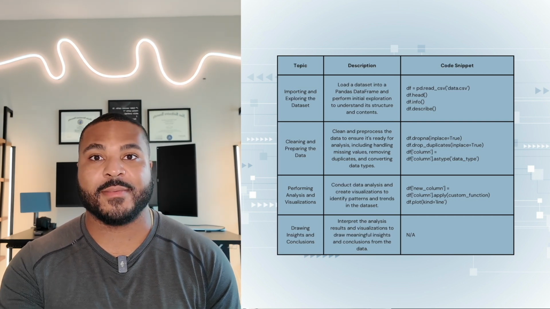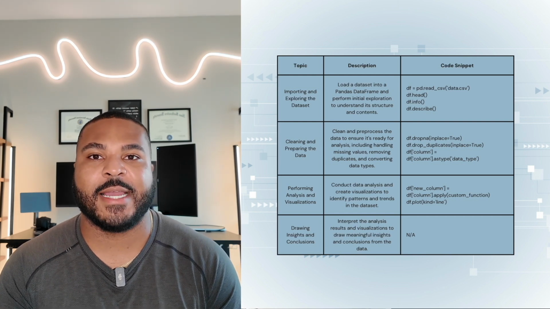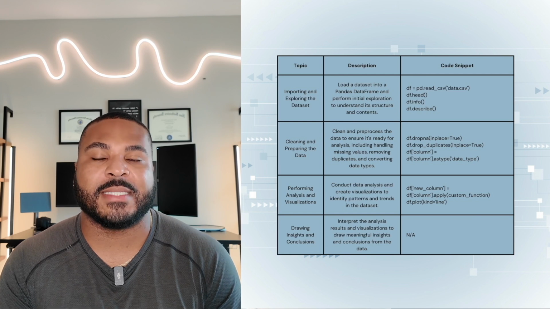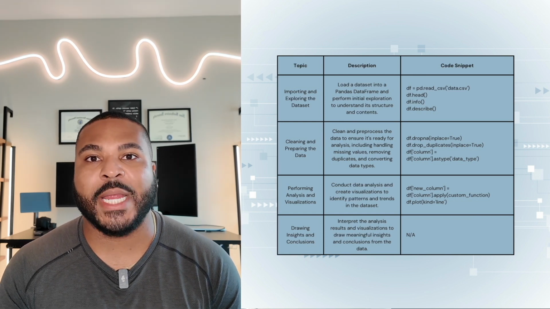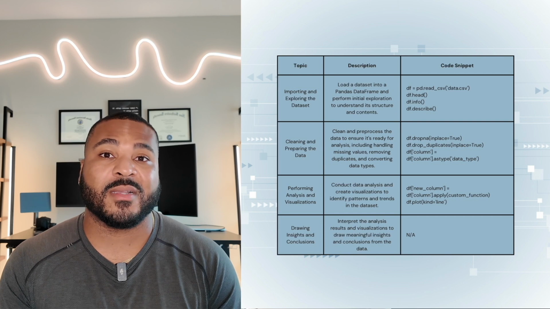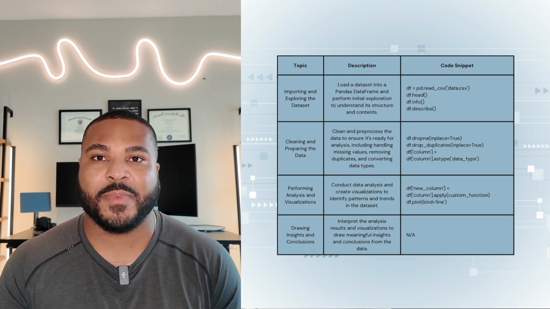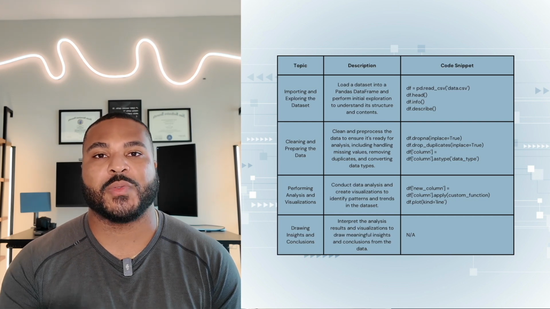The final step is to interpret the analysis results and visualizations to draw meaningful insights and conclusions from the data. This involves looking at the patterns and trends identified during the analysis and determining what they indicate about the data. So for example, if you notice a trend in a time series plot, you can conclude that there is a consistent pattern over time. If you see clusters in a scatter plot, you can infer relationships between the variables.